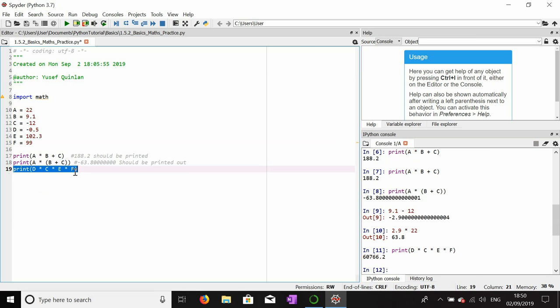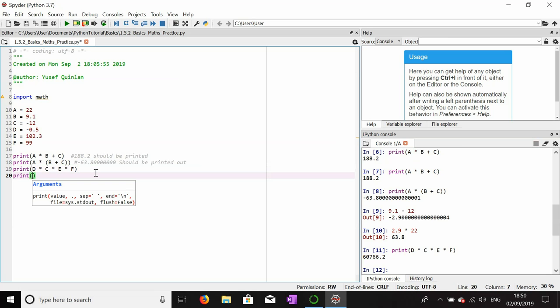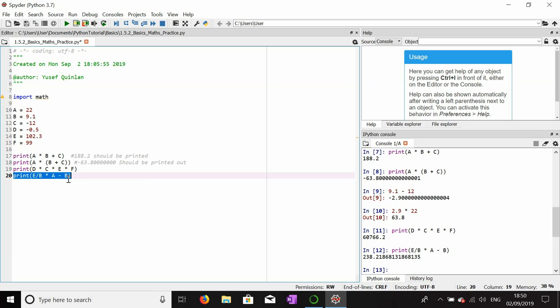Yeah. Wow, that's a very big number there. Now we'll print out E divided by B times A, shall we say, times A minus B. Okay, and this, depending on how I want to do this, should change.